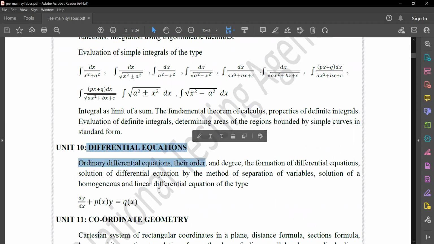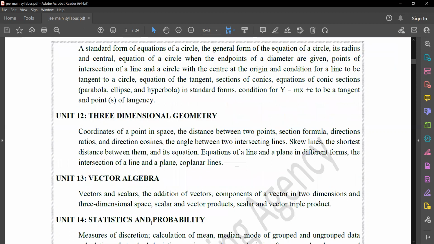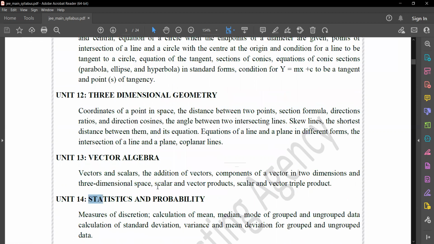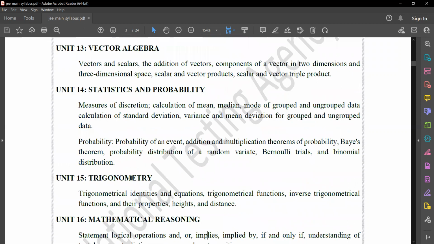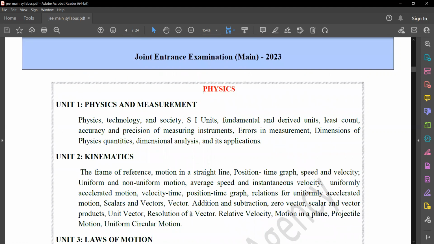Differential equation, coordinate geometry, three-dimensional geometry, vector algebra, statistics and probability, trigonometry, mathematical reasoning. So these are the syllabus of mathematics.